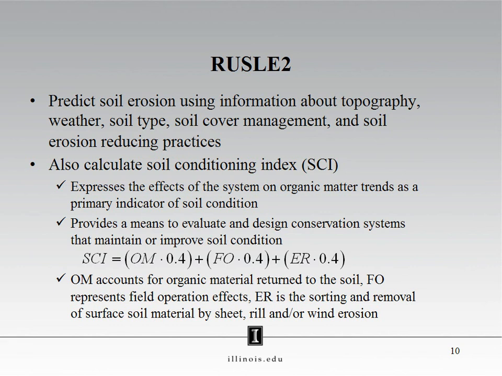The three sub-factors considered for the SCI are OM, FO, and ER. The OM factor accounts for the organic matter returned to the soil, FO represents the field operation effect, and ER is erosion amount. The negative SCI would indicate soil organic carbon loss.